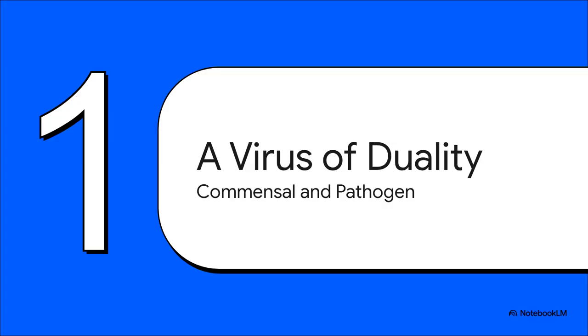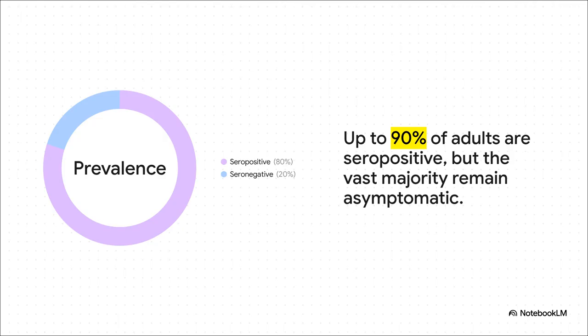So first, let's really cement this idea of duality. It's a concept that pretty much dictates our entire clinical approach to this virus. I mean, just look at these numbers. The prevalence is absolutely staggering. We're talking up to 90% of adults carrying this virus, and for them, it's a complete non-issue.